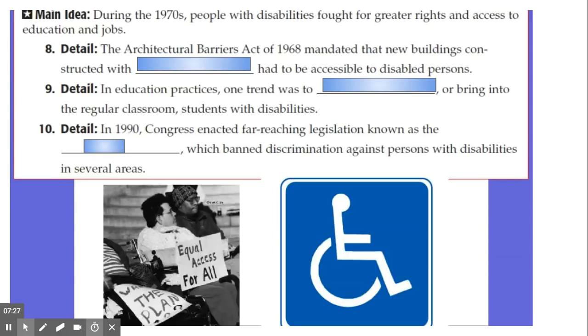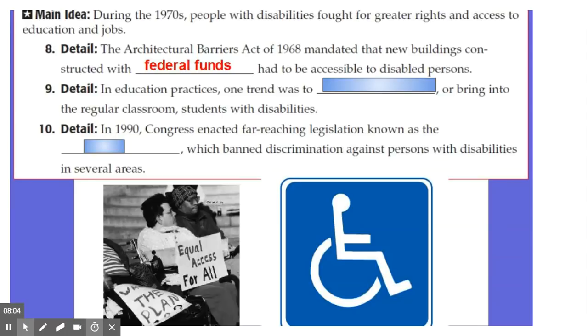Our next main idea. During the 1970s, people with disabilities fought for greater rights and access to education and jobs. Number 8, the Architectural Barriers Act of 1968 mandated that new buildings constructed with federal funds had to be accessible to disabled persons. In other words, they had to be handicapped accessible, meaning wider doorways, restroom accessibility, maybe door mechanisms to open the doors. All those things had to be in place.